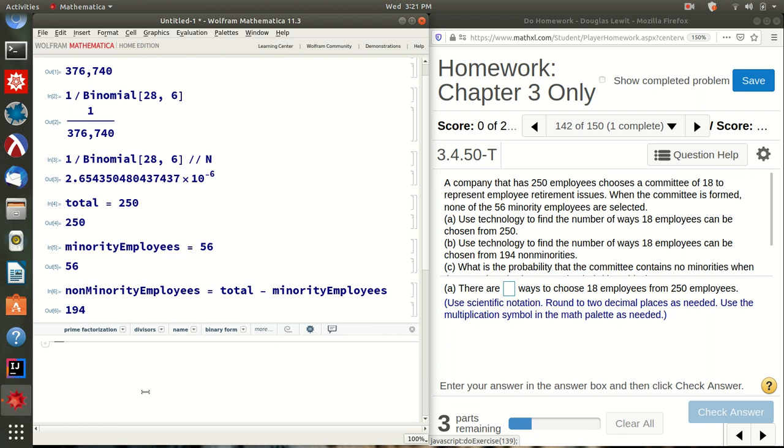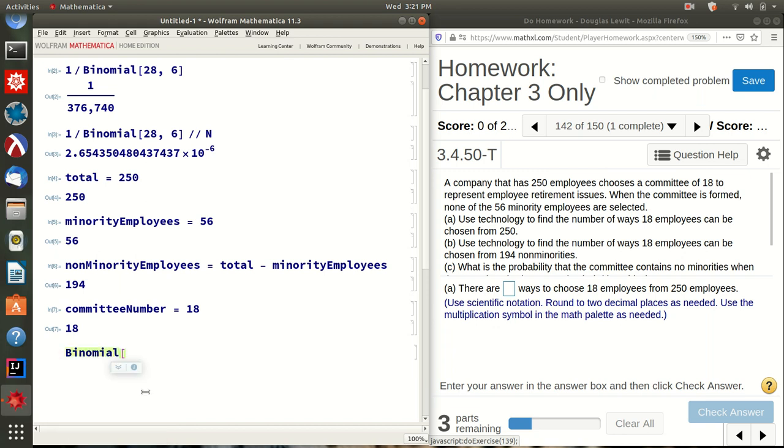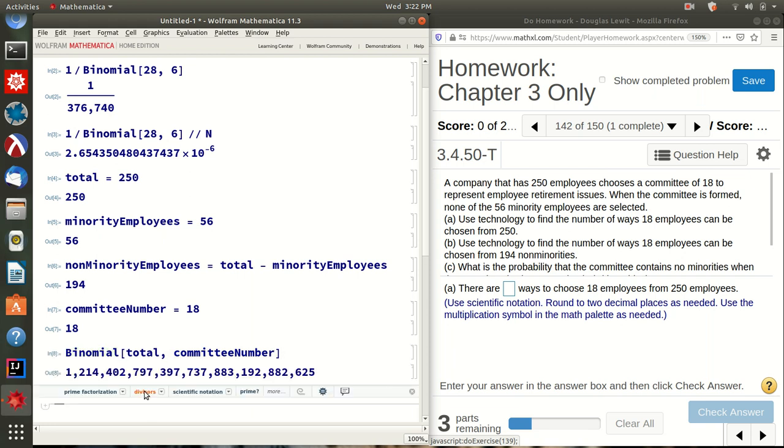So the first one is, chooses a committee of 18. Committee number is equal to 18. Okay? So use technology to find the number of ways 18 employees can be chosen from 250. So binomial, total, and then we have the committee number. That is a really big number.